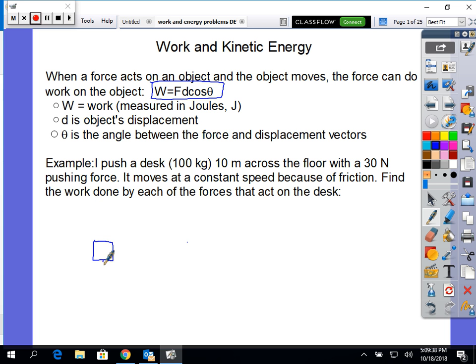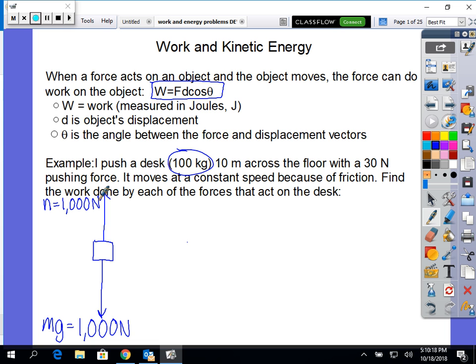We have gravity. That's always down, and that's mass times g. Since our mass is 100 kilograms and g is 10, this will be 1,000 newtons. We also have the normal force of the floor pushing upward, and that should be equal and opposite. The normal force is also going to be 1,000 newtons, balancing out the gravity force.